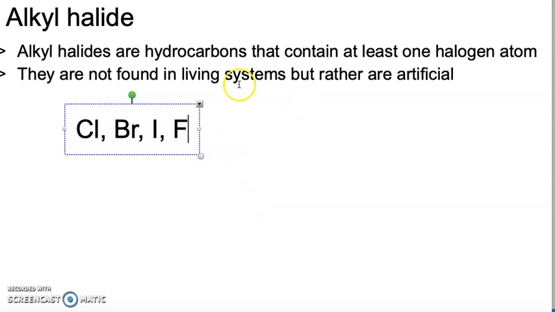So alkyl halides are, for the most part, all going to be artificial. They're things that we create so that we can use them generally in the production of pharmaceuticals, right? That's where most of our organic molecules do get used, is for pharmaceutical or medical purposes.